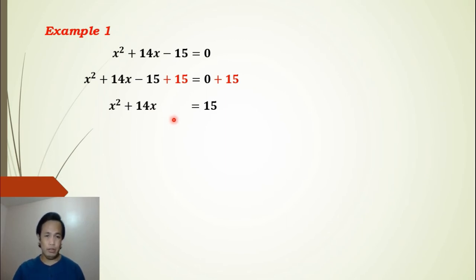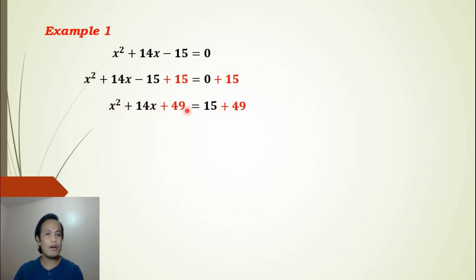So, how to find this number is we just simply get the square of 1/2 of 14. Okay? 1/2 of 14 is 7. Then we square 7. That means 7 times 7 is 49. So therefore, the number to be added to this side of the equation is 49 to make this a perfect square trinomial. Now, since we added 49 at this side of the equation, of course, we will also add 49 at the right side of the equation.